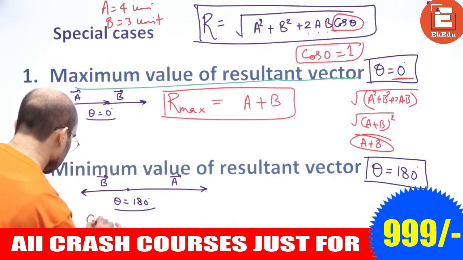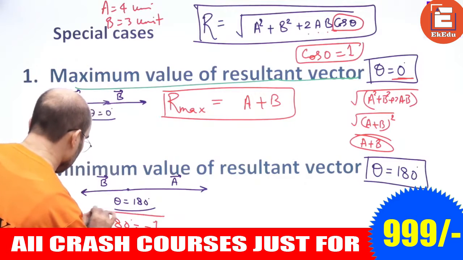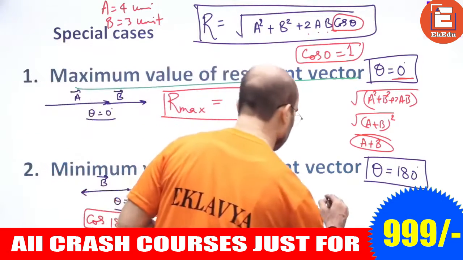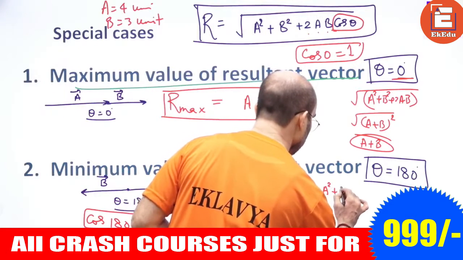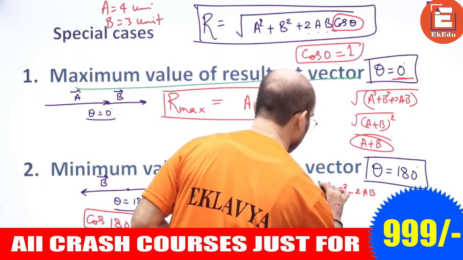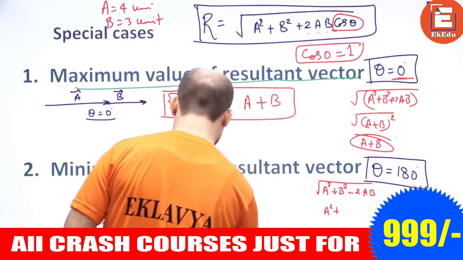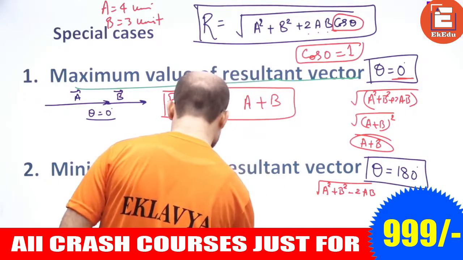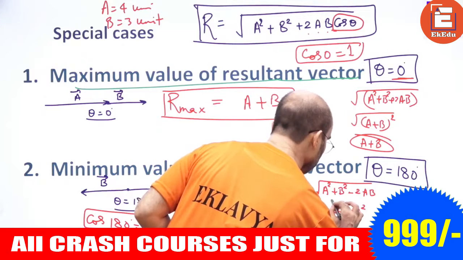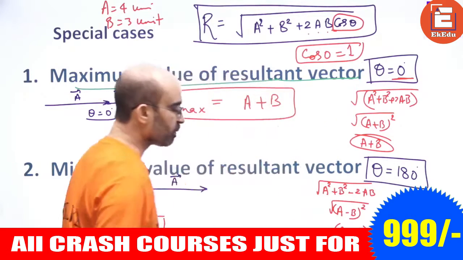Cos 180 degree equals minus 1. If you substitute, what will you get? Square root of A square plus B square minus 2AB. That means A minus B whole square, and square root of this. So ultimately it is coming out to be A minus B.